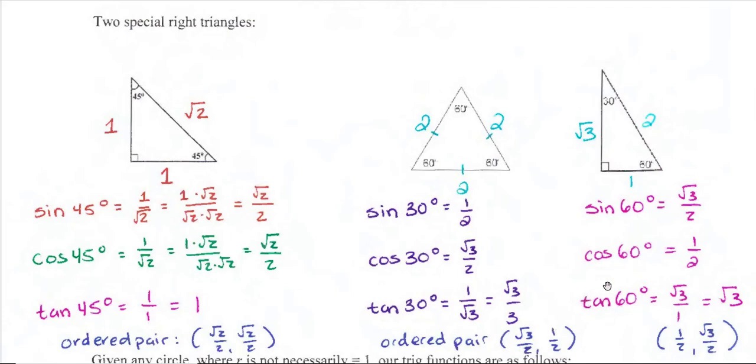And we can do the same thing for 60 degrees right here. Sine will be opposite over hypotenuse, which is root 3 over 2. Cosine will be adjacent over hypotenuse, which is 1/2. And the tangent will be opposite over adjacent, which is root 3 over 1, or root 3. And using this as our x value and this as our y value, we get the ordered pair off the unit circle, 1/2 comma root 3 over 2.